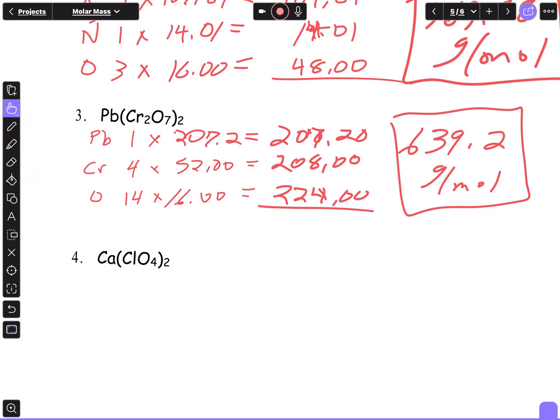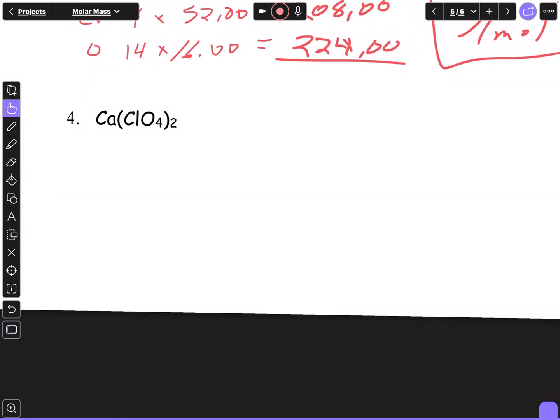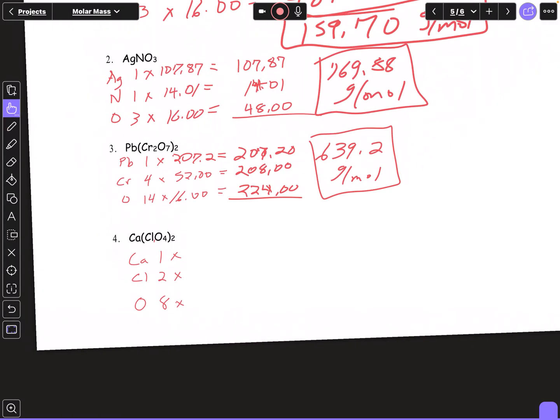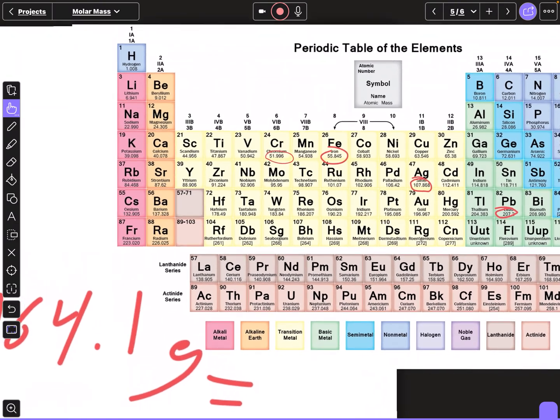Okay, our last example, we have calcium perchlorate, would be the name of that. It's made up of calcium, chlorine, and oxygen. Calcium, I have one of those. Chlorine, I have one on the inside, 1 times 2 for a total of 2. Oxygen, I got 4 on the inside, 4 times 2 gives me 8. And then I need their atomic masses. So I'm going to look at calcium's first. Calcium is 40.08.